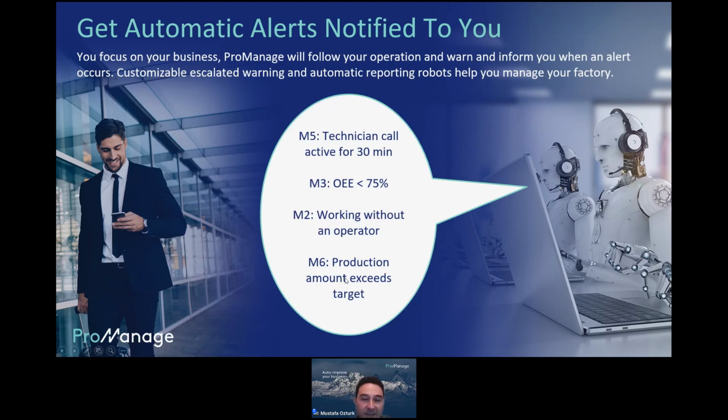You can even have targets for production amounts. Typically, you don't want them to go below, but you can even define it for your production amount that exceeds the target. And we have a lot of different KPIs, like I said, more than 300 KPIs. So you can define targets for each one of those, and the system will basically be watching your targets for you in the background, and alerting you as soon as there is a problem.